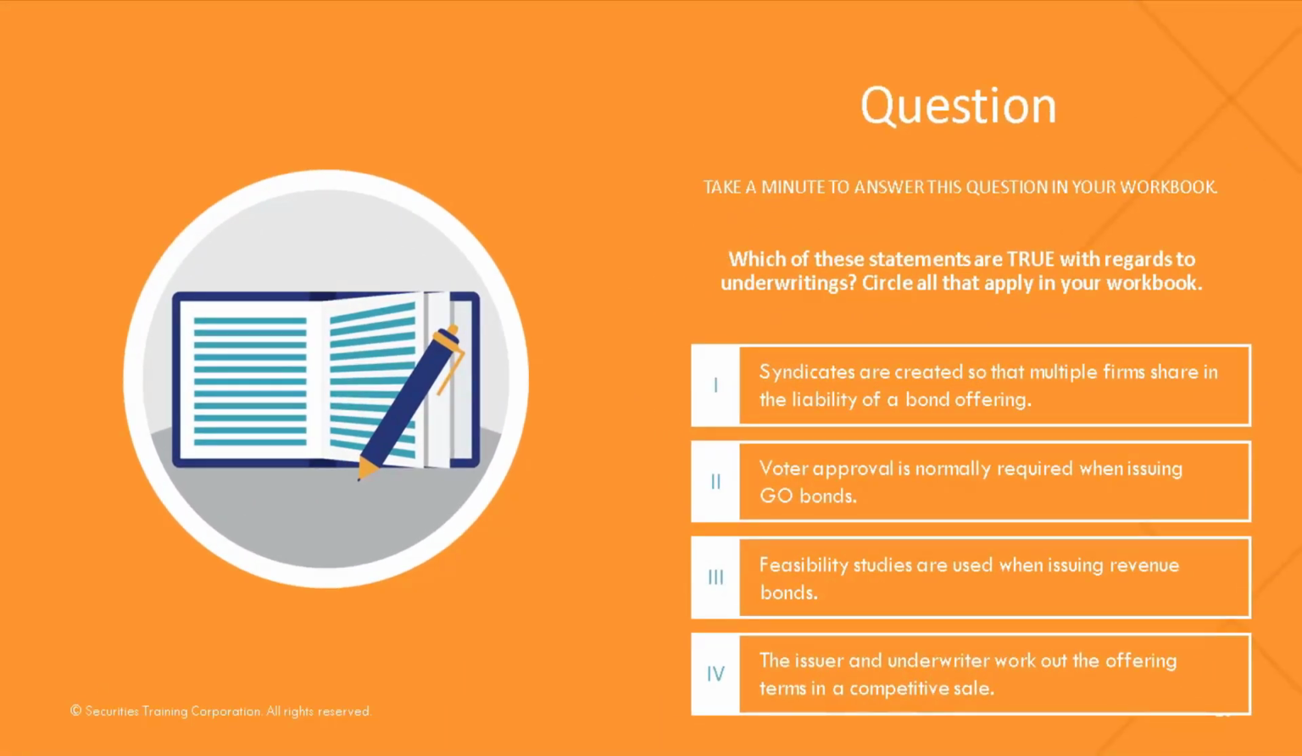Now let's take a quick look at a question. Again, feel free to pause it. Which of these statements are true with regards to underwritings? And again, circle all that apply in the workbook. More than one can be true.